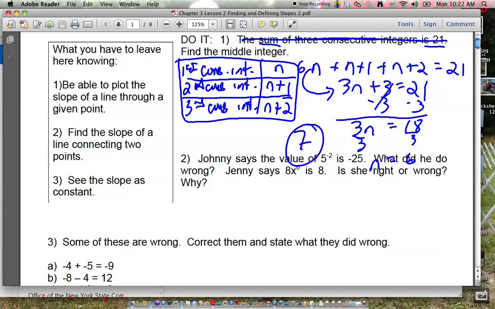Somebody else here, help me out. Come on, let's go. Somebody else rocking and rolling. Who's gonna help me here? Somebody get going here. What did they do wrong? 5 to the negative 2 is negative 25. That's definitely wrong. We need a little bit of help right here. Kayla, what do you think?